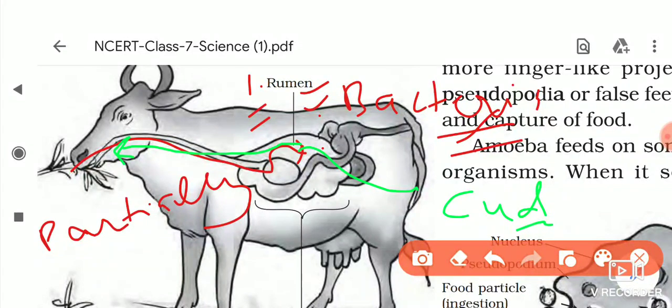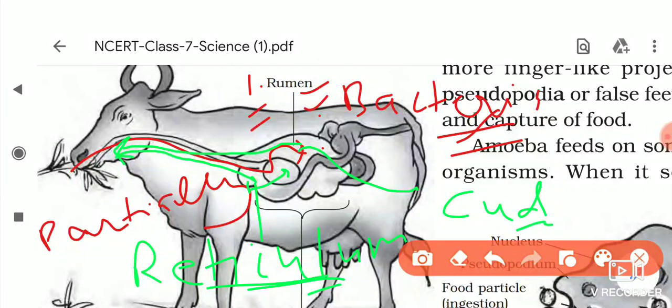And then this cud goes into the second part. This is the second part, reticulum. In reticulum there are also some bacteria, and they help in digestion of food. See, the function of reticulum is that it will digest the food. The smaller particles go into the third part, and the larger particles remain in the reticulum for further digestion.